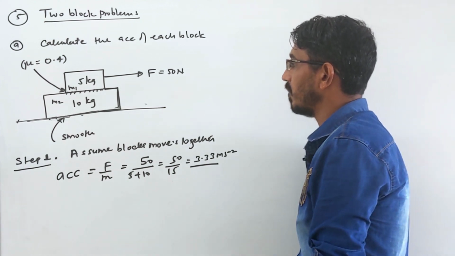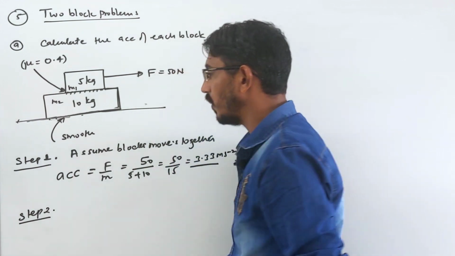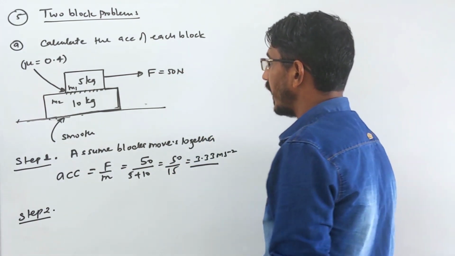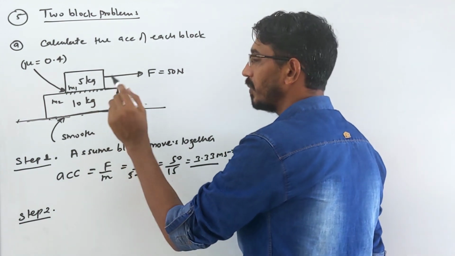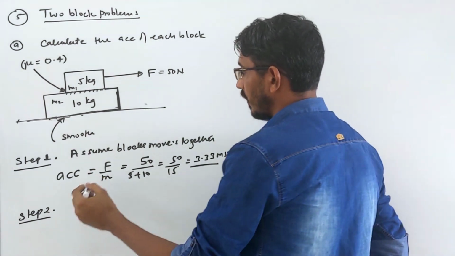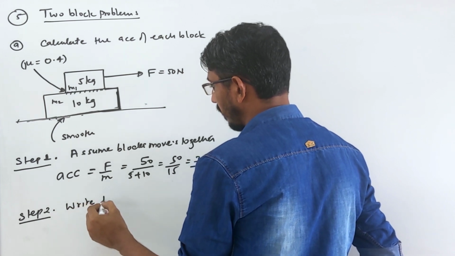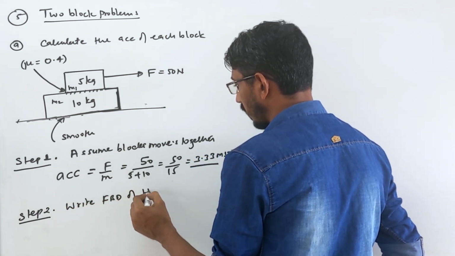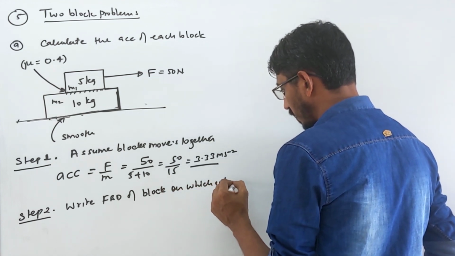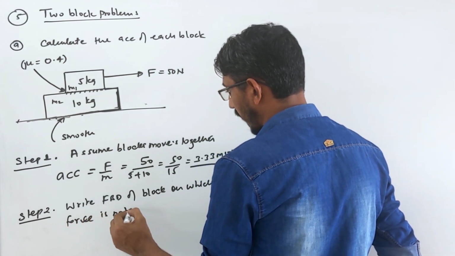Step number 2. In step number 2 we will know whether they move together or separately. How? You write the FBD of the block on which external force is not applied. Let me write here: draw or write FBD of block on which external force is not applied.